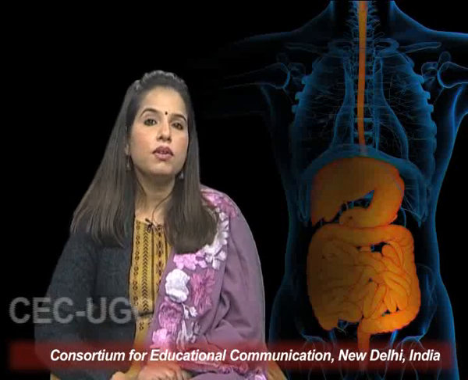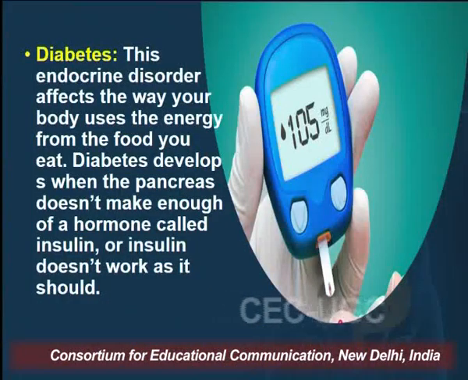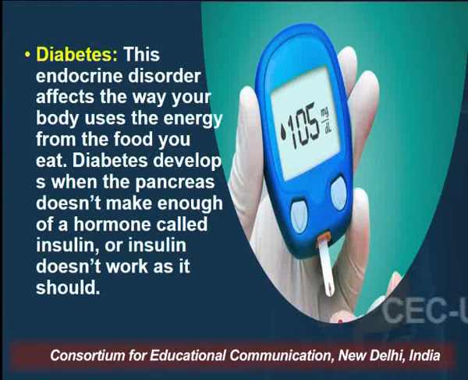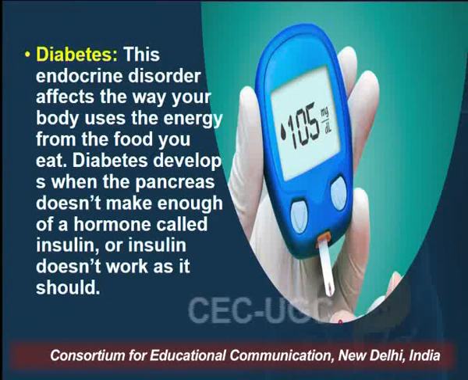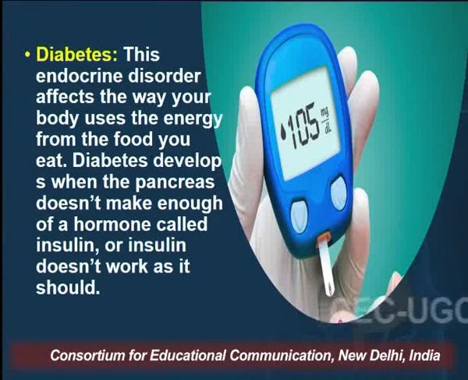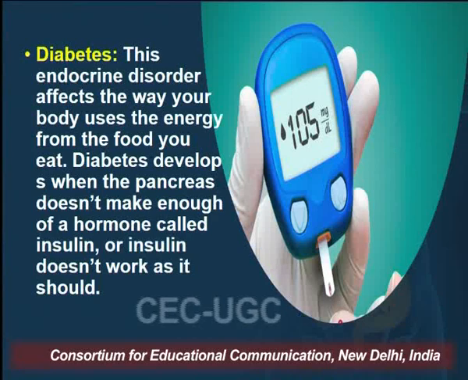Now, we will discuss some conditions and disorders that affect the endocrine system. The first one is diabetes. This endocrine disorder affects the way your body uses the energy from the food you eat. Diabetes develops when the pancreas doesn't make enough of a hormone called insulin, or insulin doesn't work as it should.